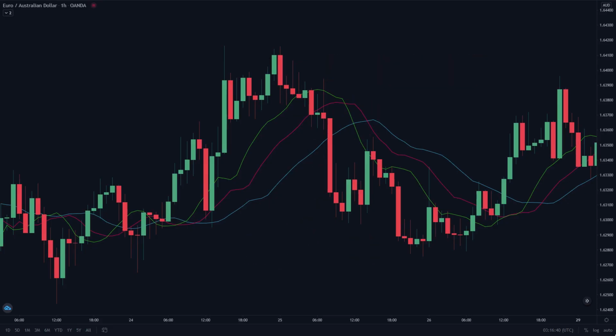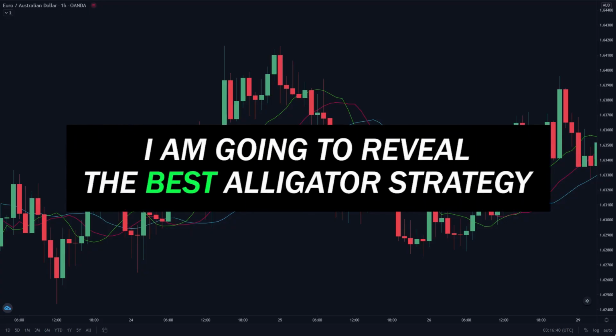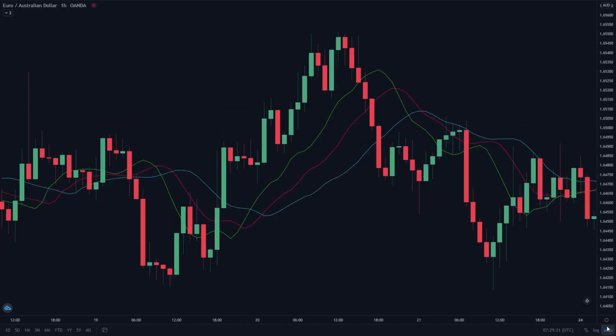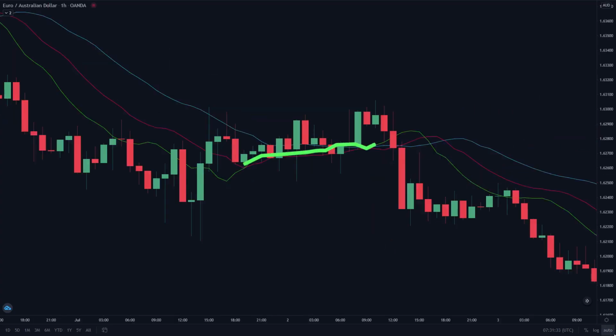So after I tested different indicators over the years, I also found the best way that you can utilize the alligator strategy. So here's how the strategy goes. So first, what you need to look at is the lips. So the lips can be either above, below, or inside the other two lines.